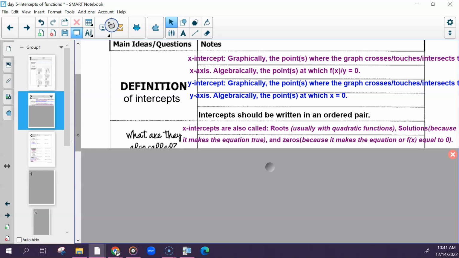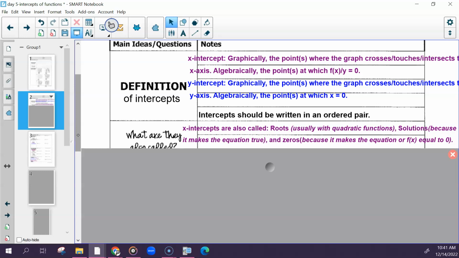The definition for your y-intercept is very much the same, except the opposite, I guess. For your y-intercept, graphically, it's the point or points where the graph crosses, touches, or intersects the y-axis. Algebraically, it's the point or points at which x equals 0. So graphically, it crosses, touches, or intersects the y-axis. Algebraically, x is 0. You'll need to know those and keep them separate.